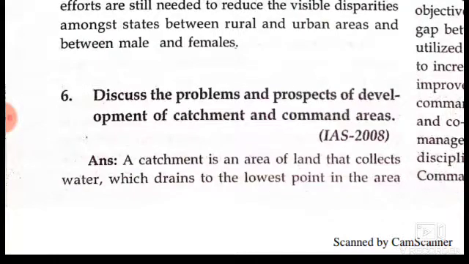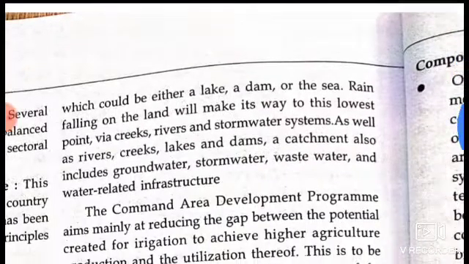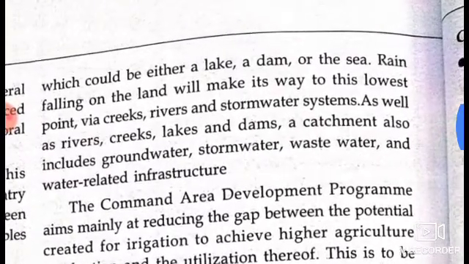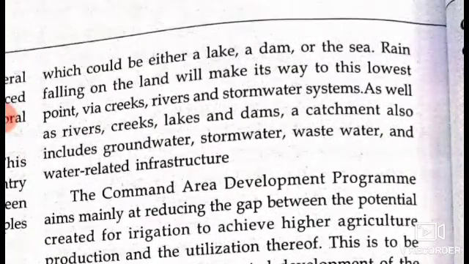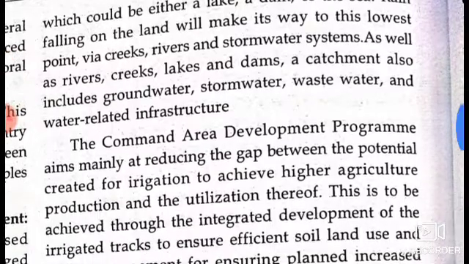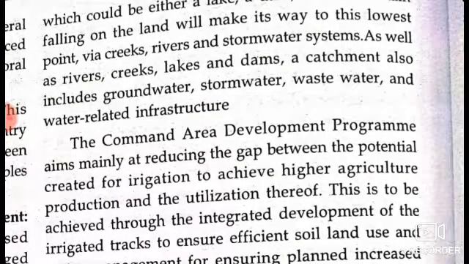So our answer is: a catchment is an area of land that collects water which drains to the lowest point in the area, which could be either a lake, dam, or the sea. Rain falling on the land will make its way to this lowest point, that is creeks, rivers, and stormwater systems, as well as lakes and dams. A catchment also includes groundwater, stormwater, wastewater, and water-related infrastructure.